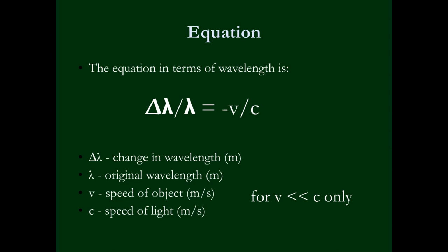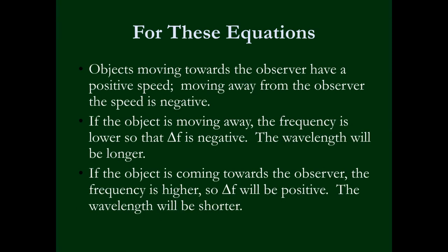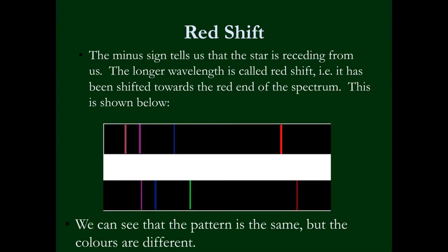Now note the negative number there. There's things to think about with positive and negative values. Objects moving towards the observer have a positive speed, so moving away from the observer has a negative speed. So if the object is moving away, the frequency is lower, so therefore the change in frequency is negative, and therefore the change in wavelength will be longer. If the object is going towards the observer, the frequency is higher, so the change in frequency will be positive, and the wavelength will therefore be shorter. So that's the key thing about the values there.